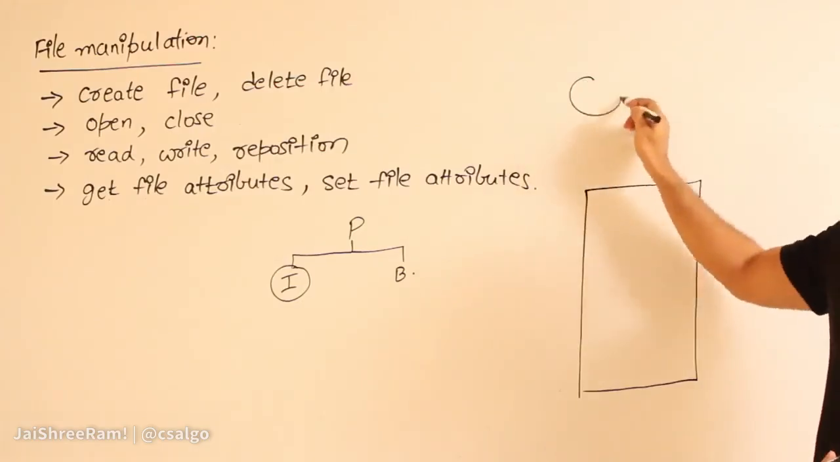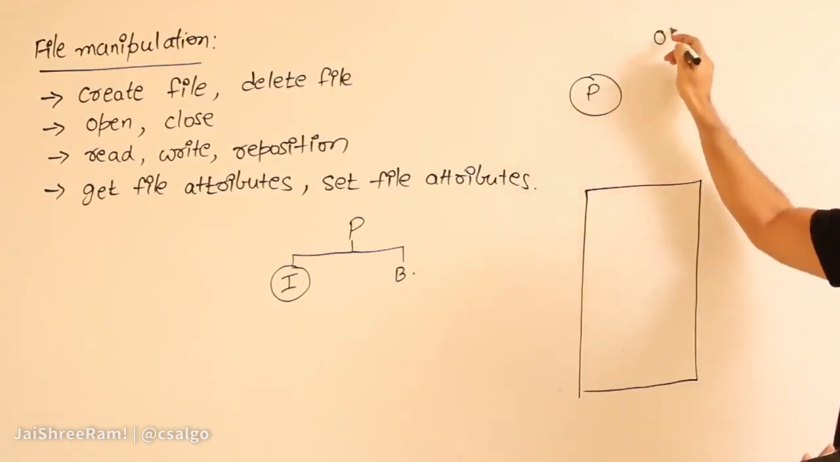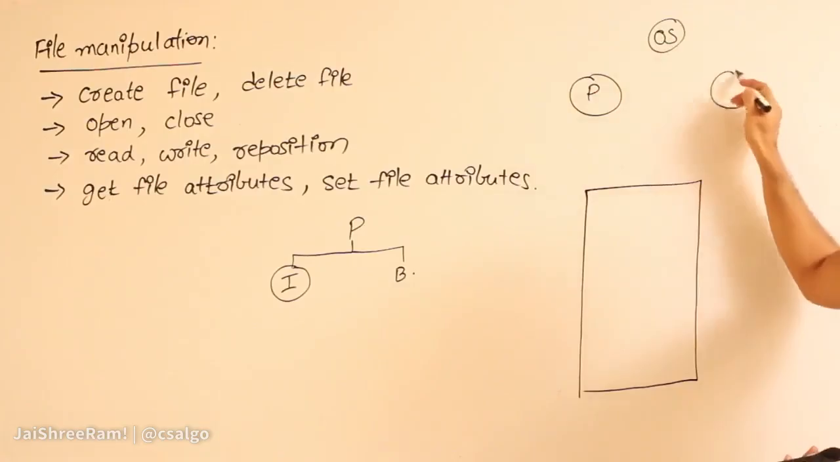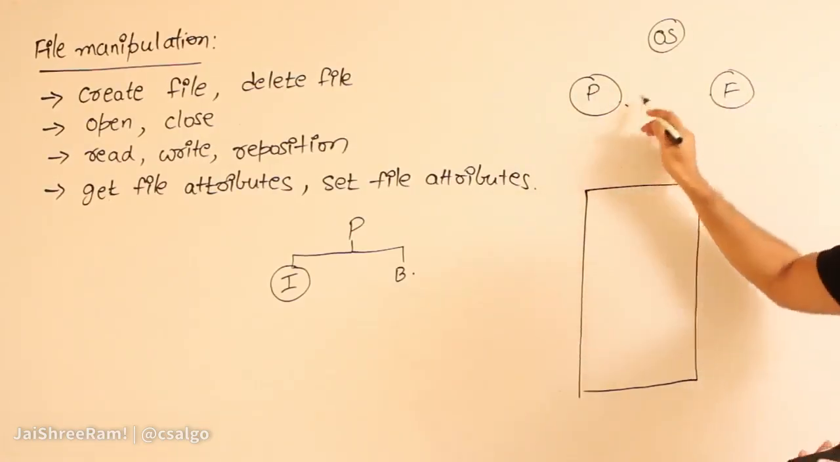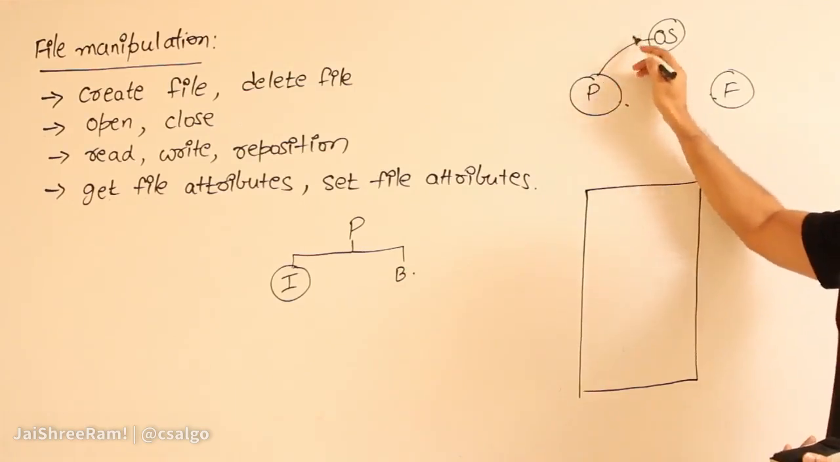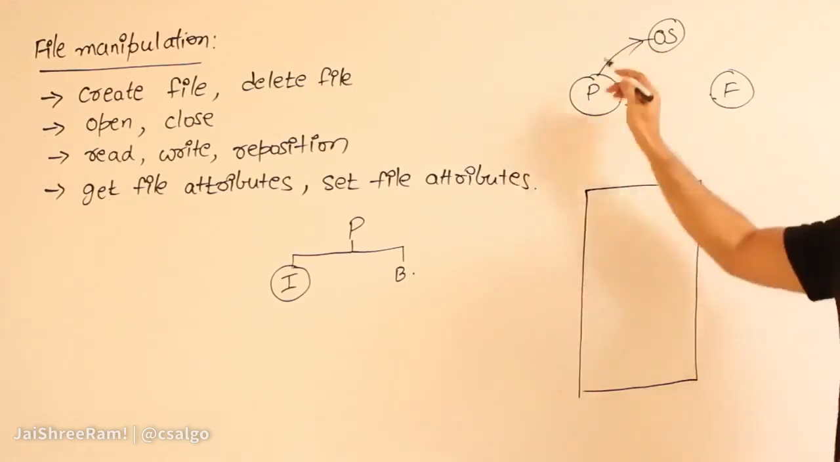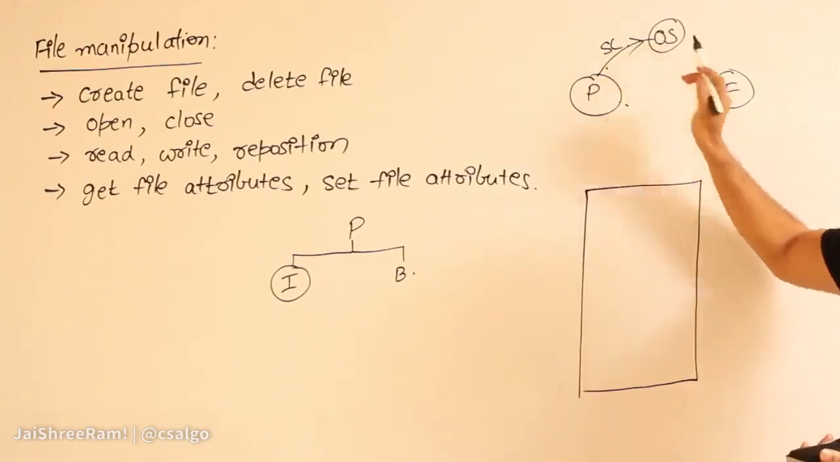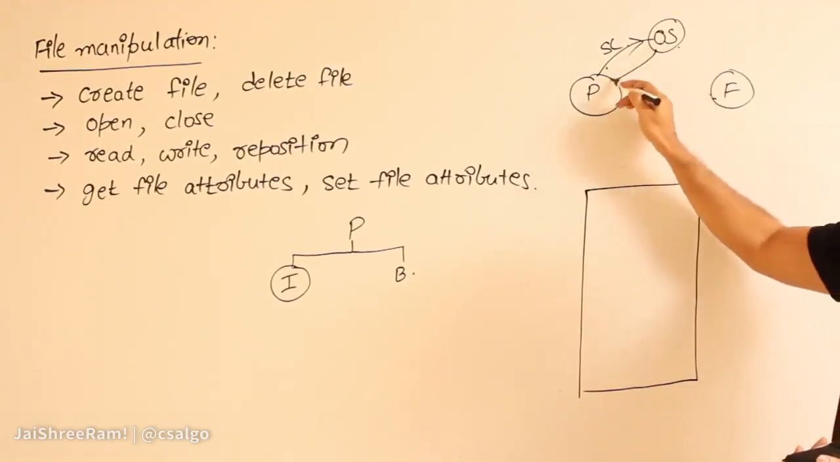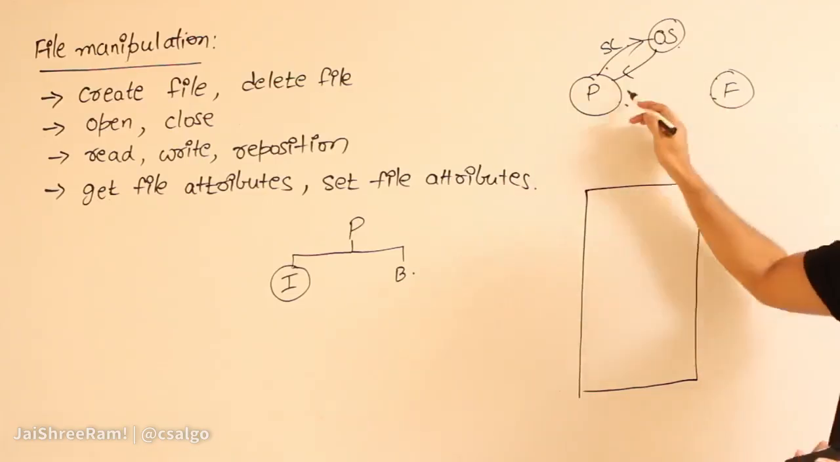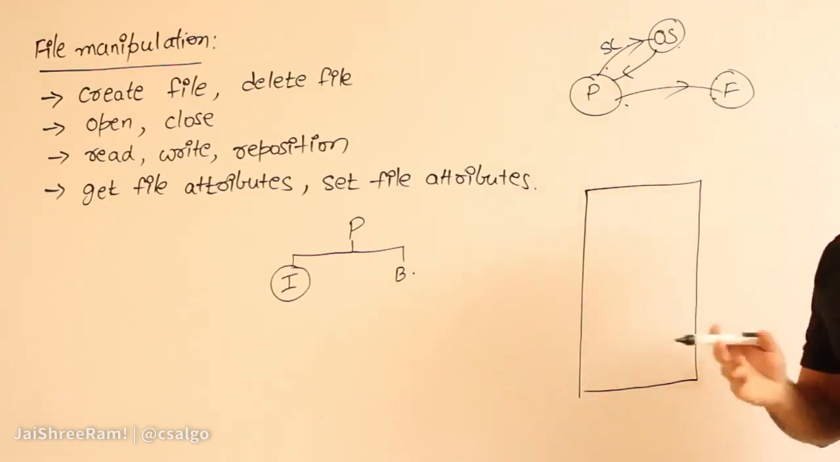Let's say this is the process, then the operating system, and then the file. A process cannot access a file directly. In order to access the file, the process has to call the operating system by means of system calls. Once it calls the operating system, the operating system will grant access to the file. Then only does the process know where the file is and how to access it.